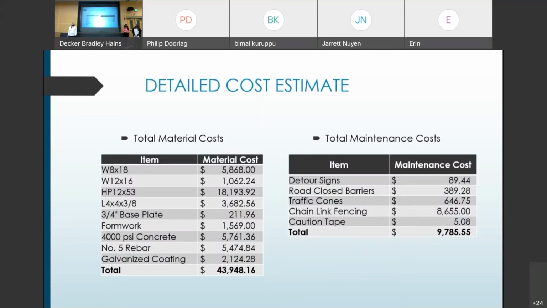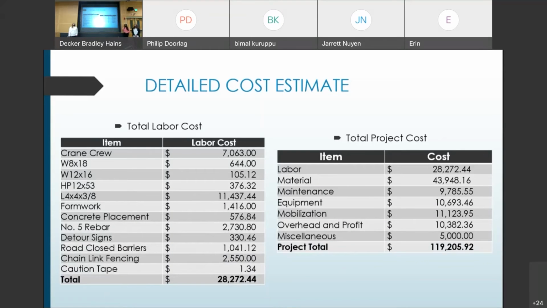The table on the right shows our total maintenance costs. These cost items are for our detour. Some of the items included detour signs and road closed barriers. The approximate total was $10,000. Labor was considered for all the cost items previously mentioned. We considered the labor to construct our steel culvert along with a reinforced concrete footing and the labor to implement our traffic control measures. The total was approximately $28,000.